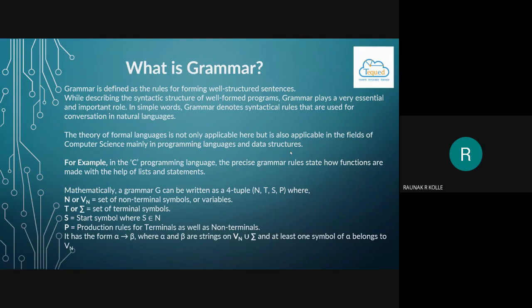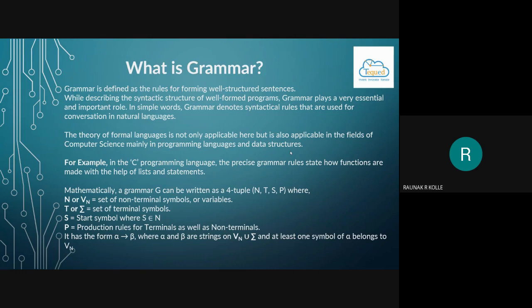Grammar. What is grammar? Grammar is defined as the rules for forming well structured sentences. While describing the syntactic structure of well formed programs, grammar plays a very essential and important role. In simple words, grammar denotes syntactical rules that are used for conversation in natural languages.